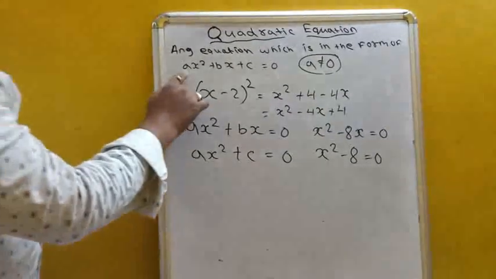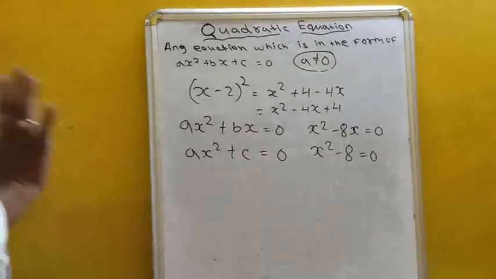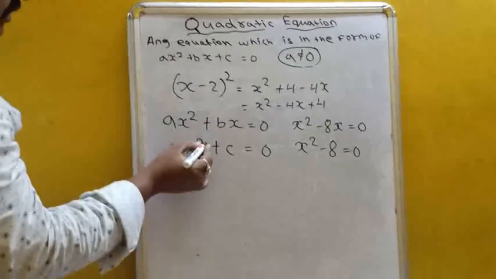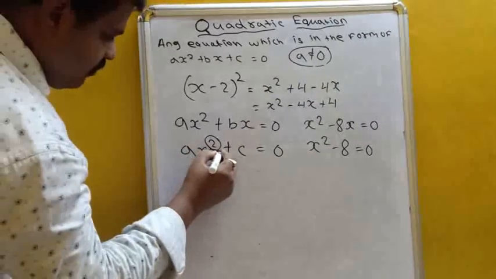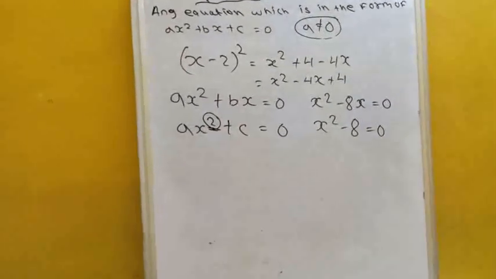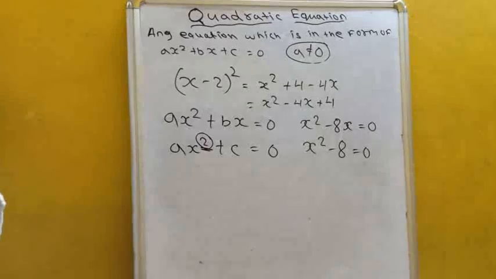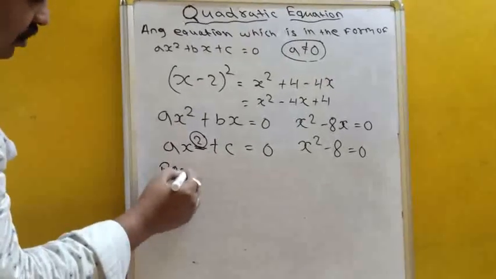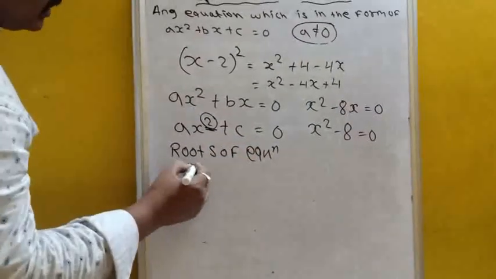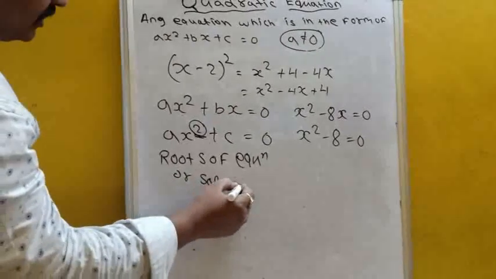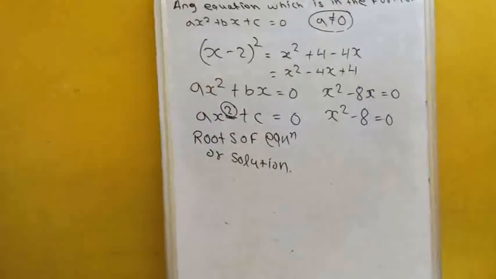So a quadratic equation comes in the form ax square plus bx plus c, ax square plus bx, or ax square plus c. Remember one thing, the highest power is 2. If the highest power is 2, it means you will get 2 answers. Those answers are known as the roots of the equation, or you can say the solution of the equation.